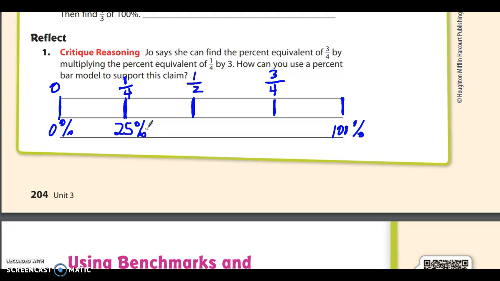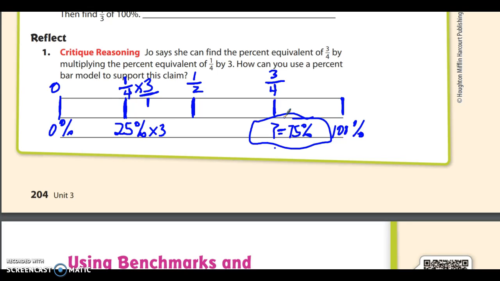Now let's go reread the claim. It says, Joe says she can find the percent equivalent of 3/4 by multiplying the percent equivalent of 1/4 by 3. So is that true? Could she multiply this times 3 to get this? And the answer is you can. Because 1/4 times 3 would be the same as 1/4 times 3 over 1. And 1 times 3 is 3. And 4 times 1 is 4. So this makes 3/4. And if that makes 3/4, then I need to multiply this by 3 to make 3/4. And that's going to be 25 times 3. That's going to be 75%.